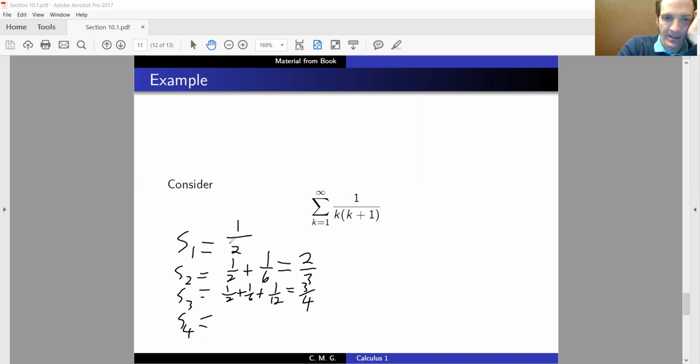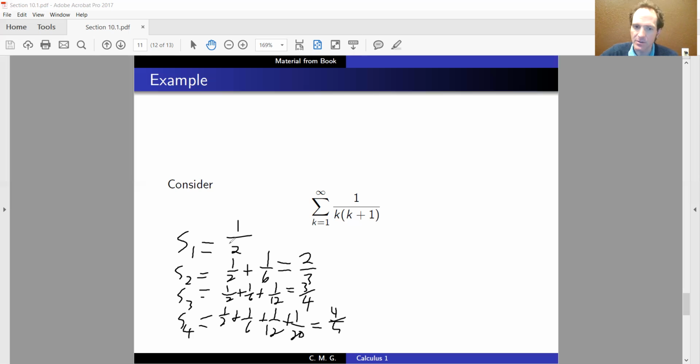And then I keep going from there. So what I should get is 9/12 out of that. And then I get 1/2 plus 1/6 plus 1/12 plus 1 over 20. And this time it's going to give me 4/5. So it gives me 16 over 20.